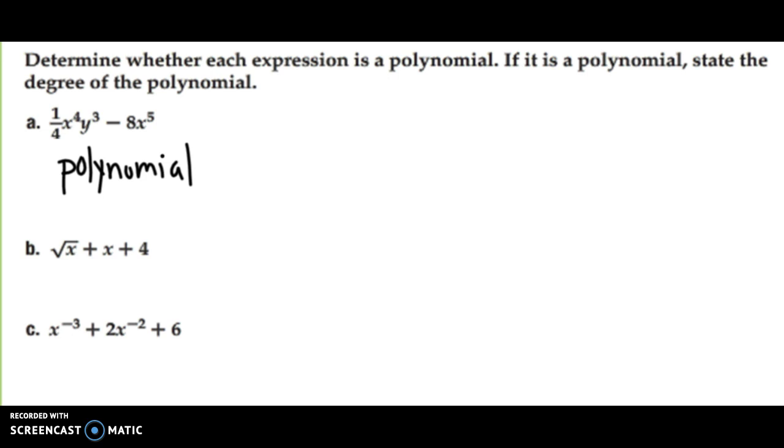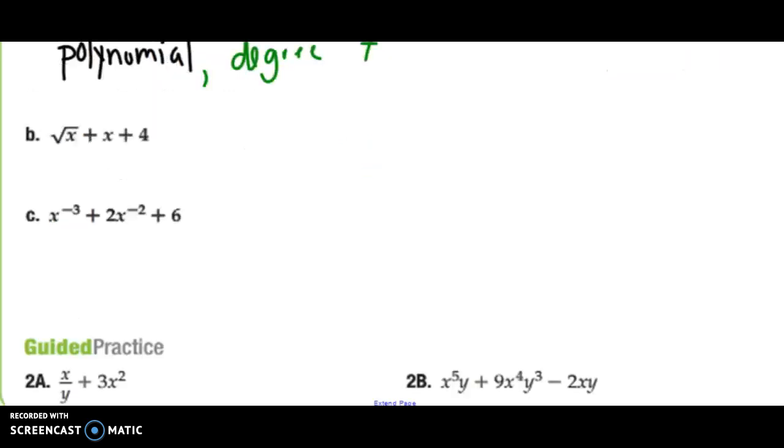The degree is always the biggest total number in the powers. So if you look right here, I have 4 and 3. So 4 plus 3 is a total of 7. And this is 5. So which one of these numbers is the greatest? It's going to be 7. So this is going to be degree 7.